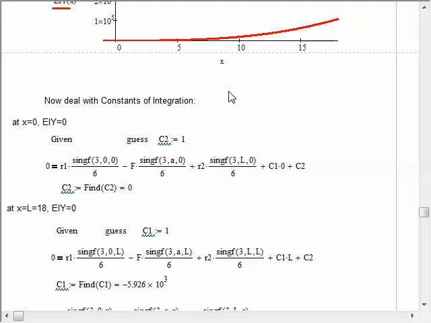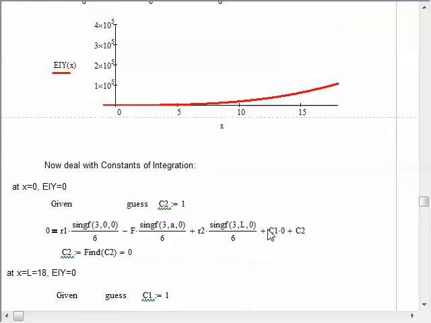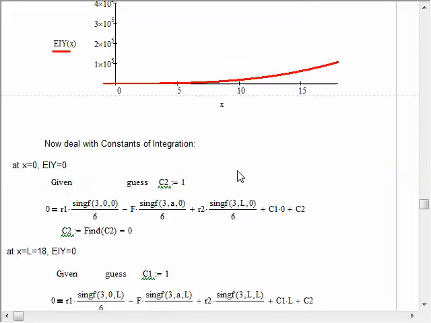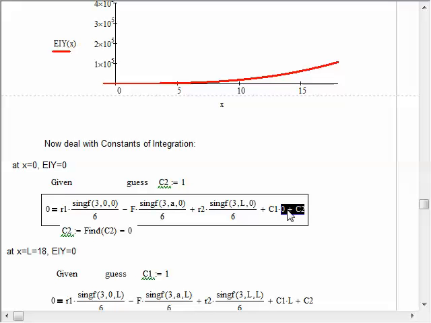So now I'll deal with the constants of integration, and I know that at x equals 0, EIY should equal 0. And so 0 on the left-hand side of my deflection equation, copy, paste, and change all of my x's to 0. Change this x to a 0, that x becomes a 0, that x becomes a 0, and that x becomes a 0. When I do that, everything goes to 0. The only thing left is C2. And when I ask Mathcad to find C2 for me, it finds a 0. So C2 is equal to 0.